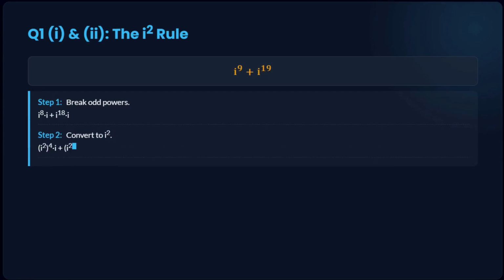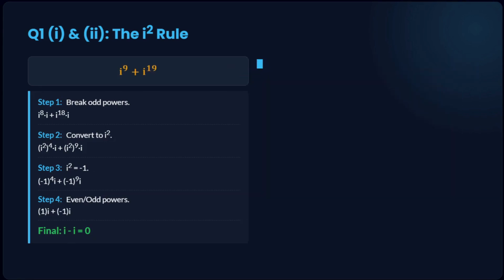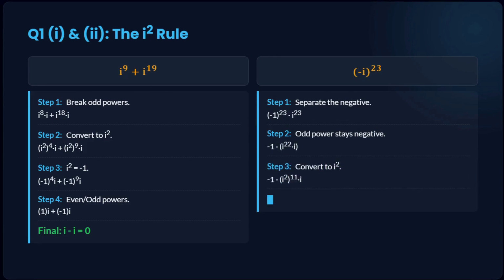Let's look at question 1, parts 1 and 2. The golden rule is that i squared equals -1. For part 1, break the odd exponents down by pulling out a single i. Then convert the even numbers into powers of i squared. -1 to an even power is +1, and to an odd power is -1. Combine them, and you get 0.